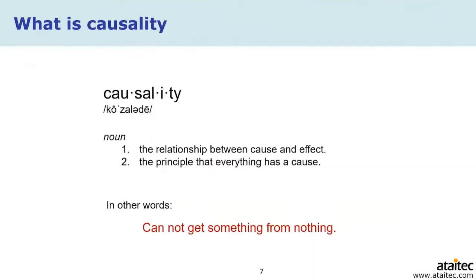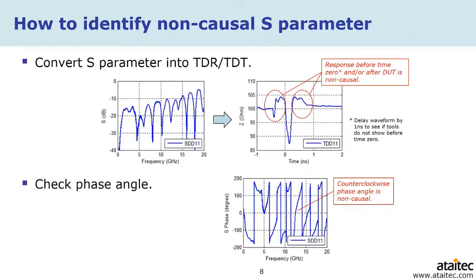So now let's talk about causality. Causality relates cause and effect. So in an electrical world, we basically say we cannot get something from nothing, or before the input signal arrives, we cannot have output signals. So why are we talking about causality? When we look at S parameters, they are just a whole bunch of numbers, and so it's hard to tell whether it's right or wrong.